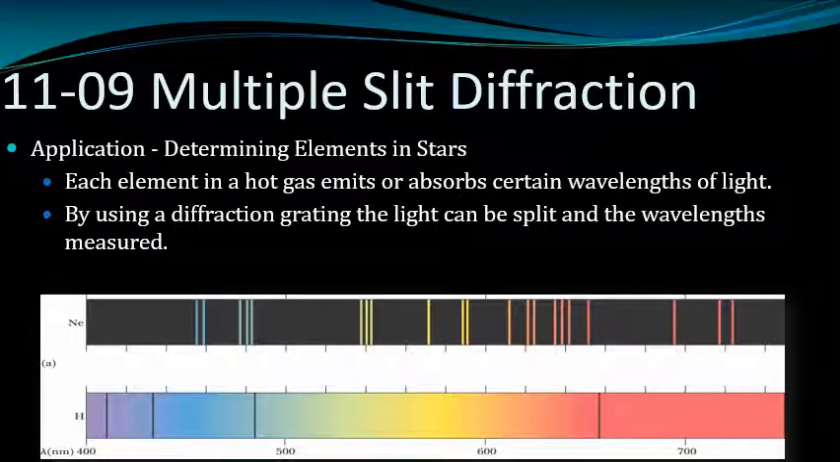And here's two different elements. The top one's neon, the bottom one's hydrogen. And by looking at where the dark bands are and the bright bands are, you can figure out what elements are present in stars. So they know this star contains iron, or this star contains lots and lots of helium.